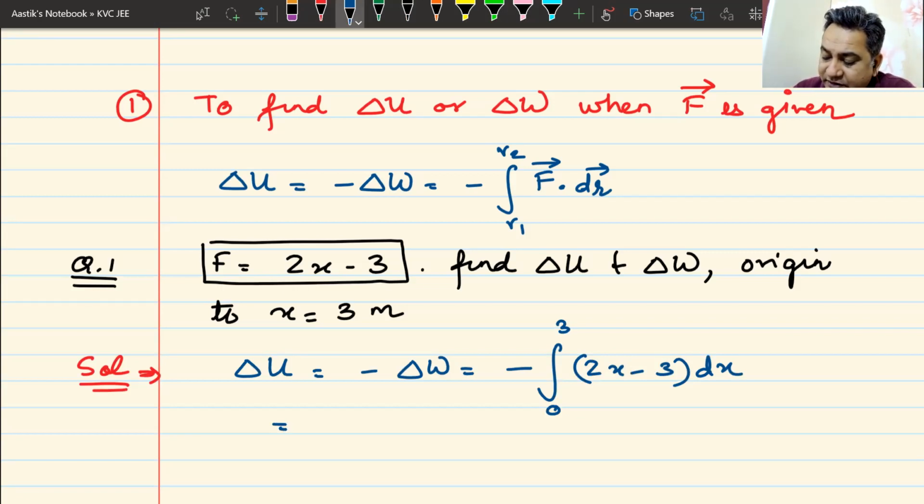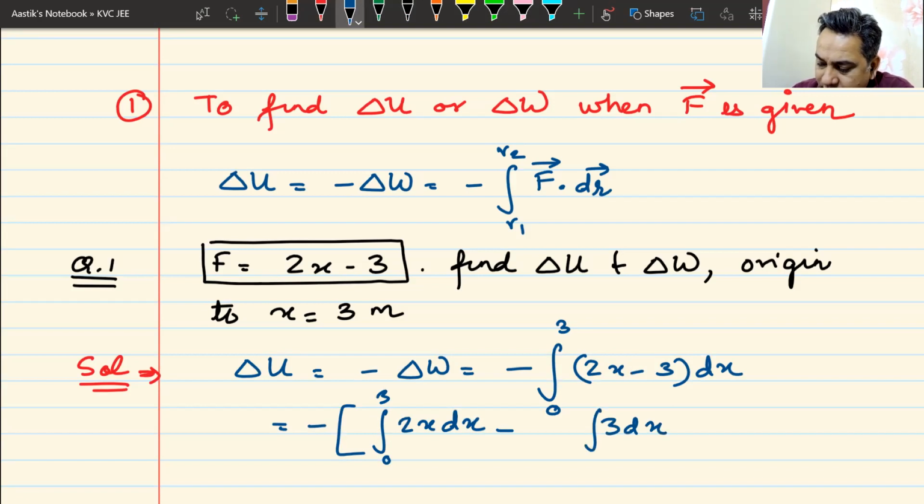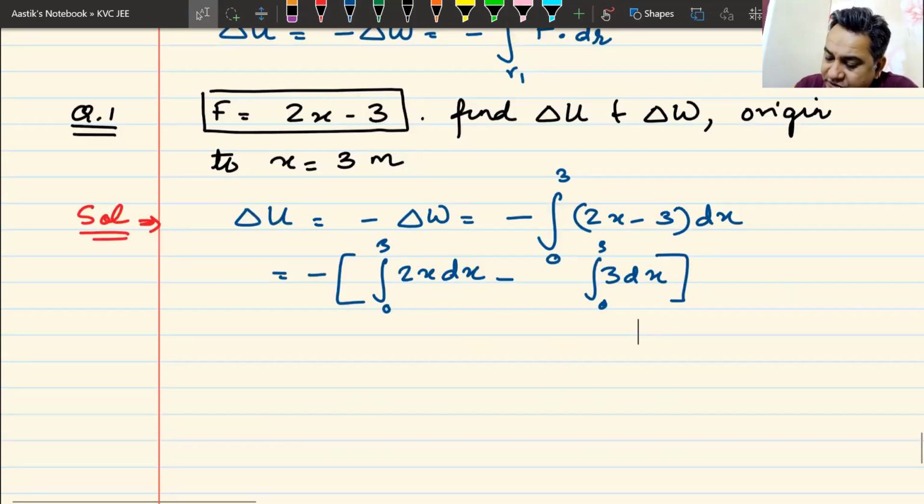How are we going to calculate this integral? I'll take the negative out. And it will be the integral of 2x dx from 0 to 3, minus the integral of 3 dx from 0 to 3. I hope all of us understand this very simple integral. It should not take rocket science for us to calculate this integral. So I have just taken the negative out.